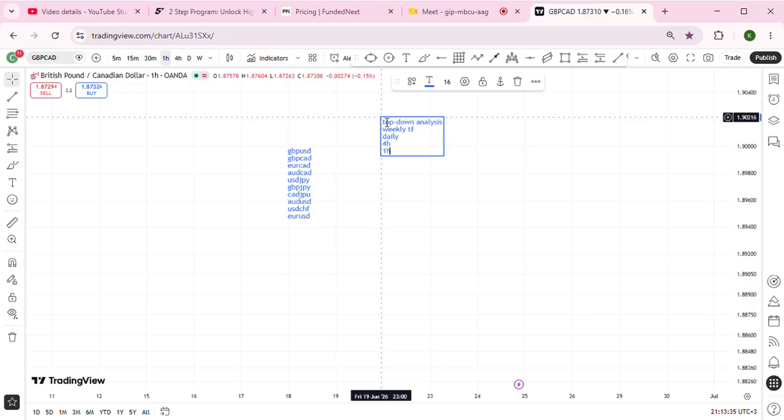So this is how we normally do our analysis, and in most cases the higher time frames, that is weekly and daily, we will be looking for the market trend or direction. Again on daily we will as well look for trend.